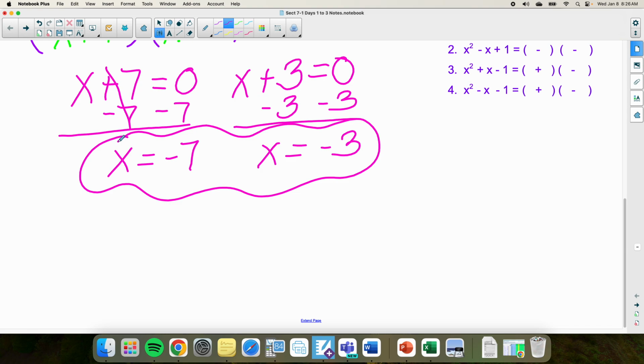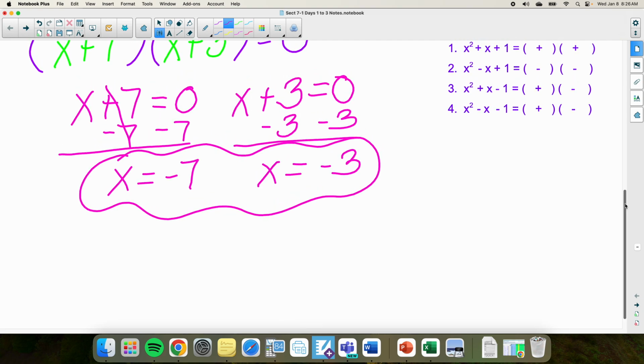Okay? I'm gonna show you a shortcut way to do this last step. And I kind of hesitate to do that because what happens sometimes is, well, I'll explain it first and then I'll explain what kids do. If you have X plus 7 equals 0, your answer is going to be the opposite of this. So if this is plus 7, it's going to be -7. Here, if this is plus 3, your answer is going to be -3, okay? It's just the opposite of that.